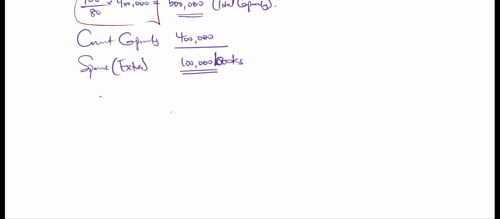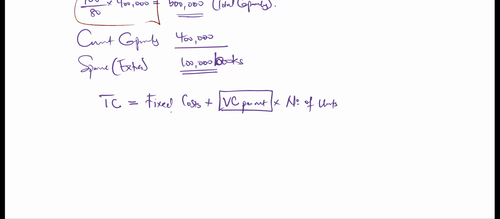We know that the total cost, listen, is always the sum of fixed costs plus variable cost per unit times the number of units. Why am I giving you this? Because variable cost is constant per unit. So when you multiply by the number of units, then you now get your total what? Variable cost. Do you understand?